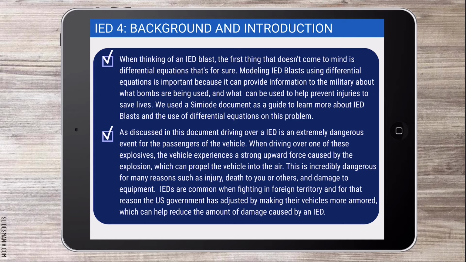Now, imagine driving over an IED. What do you think could go wrong? Well, for starters, you'd be in the air immediately. Due to the strength of the explosion, the vehicle would be propelled into the air. As you can assume, this is extremely dangerous and in many cases causes serious injuries and death. Because of this, the US government has adjusted their vehicles by making them more armored, which can reduce the amount of damage caused.